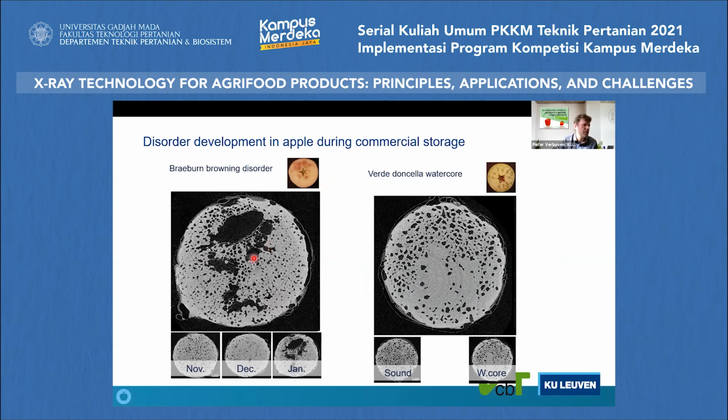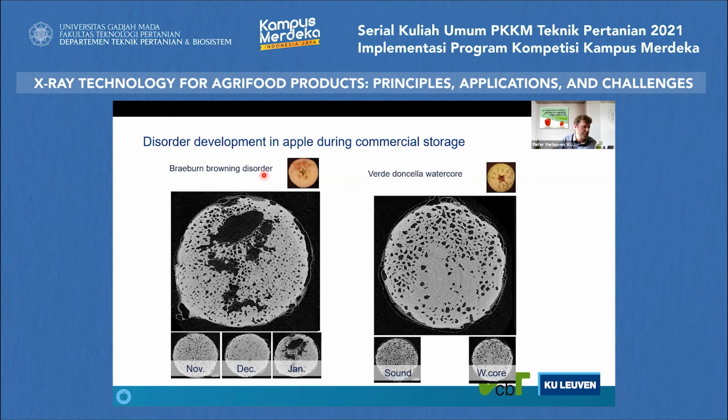It creates broken cells. The liquid of the cells distributes into the rest of the tissue. It creates browning reactions, etc. Creates cavities. You see, it doesn't look nice. And we try to understand how this happens. Like this browning disorder, it doesn't happen from scratch. It takes months to develop.